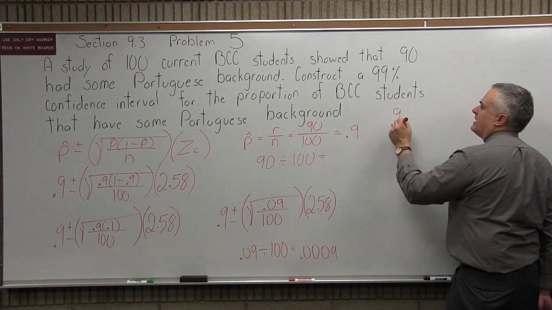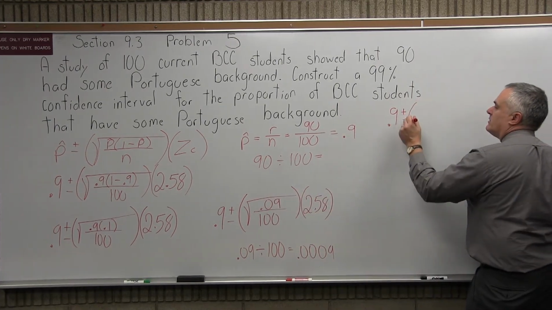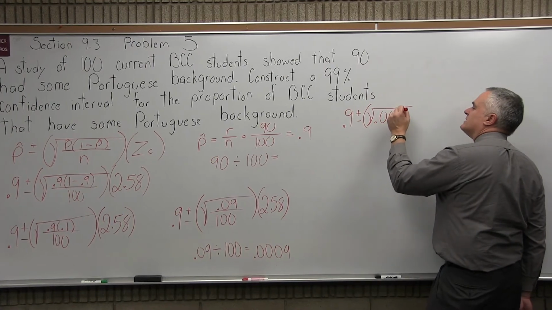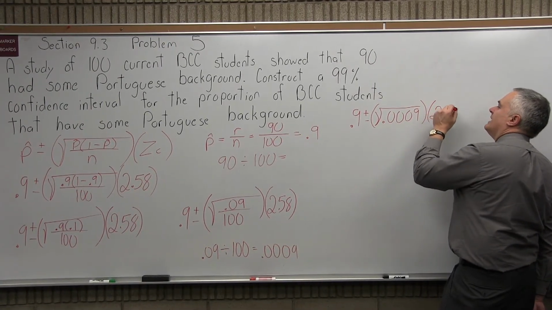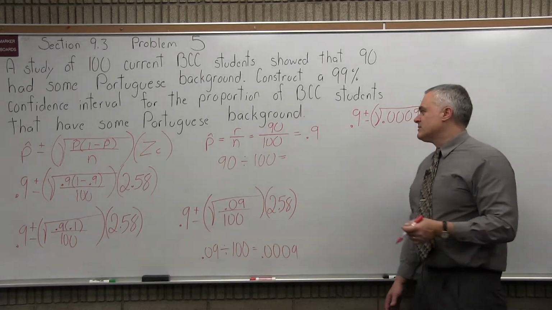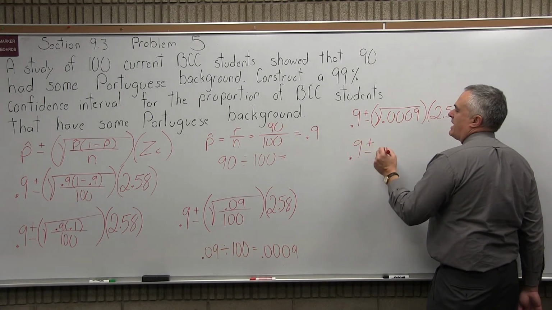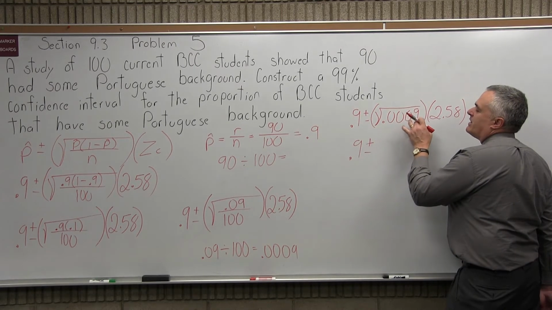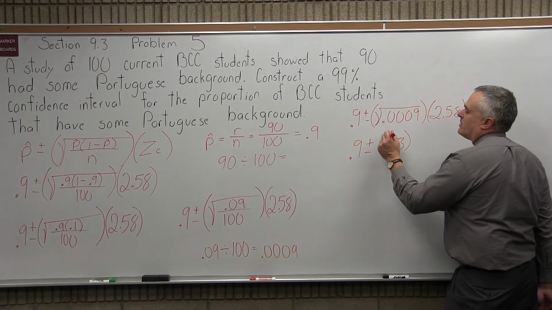So let's fill that in for the next part of the problem. So I'm going to do 0.9 plus or minus. Don't forget, we haven't taken the square root yet. You still have a square root. And it's the square root of 0.0009 times 2.58. Now I can go ahead and finally do that square root and get rid of it in my formula. So 0.9 plus or minus the square root of 0.0009 is 0.03. Now the square root is gone.